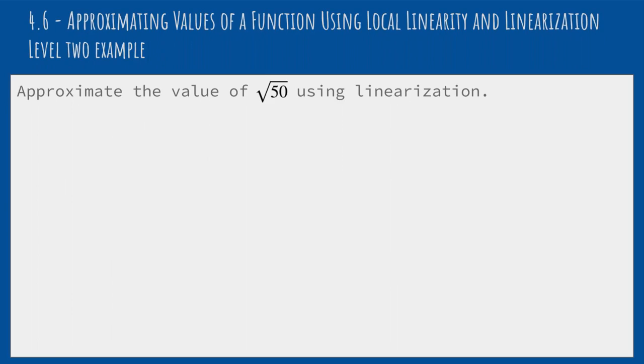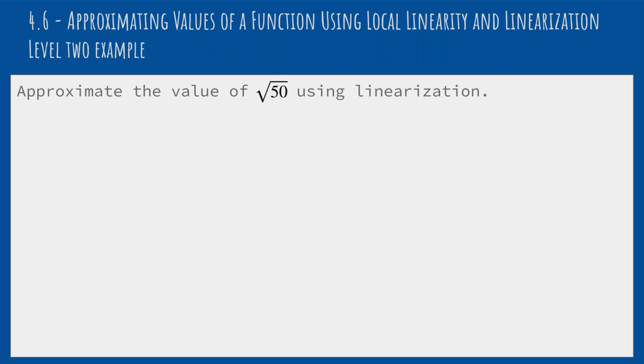Let's take a look at a slightly more complicated example of using a linear approximation to approximate the value of something. In this case, it falls in as a level 2 example because we're not explicitly told, one, what the function is, and two, what the point of tangency is. So sometimes the problems are going to be really straightforward and we're told the function is this and use the point tangent to the curve at this point. We don't have that here.